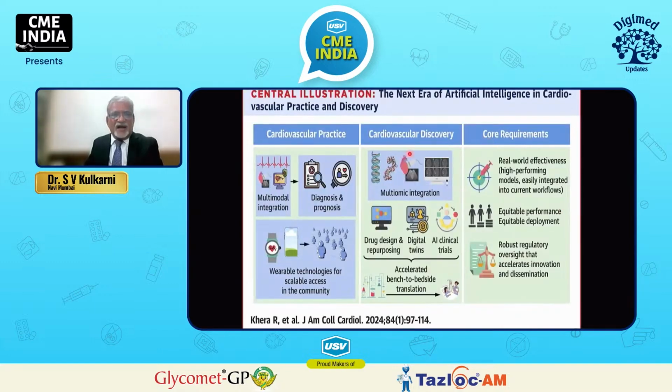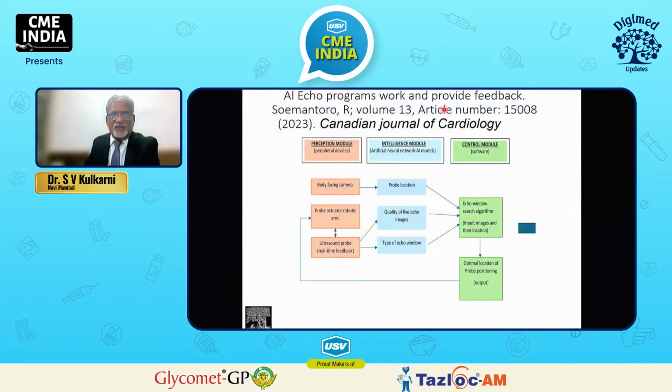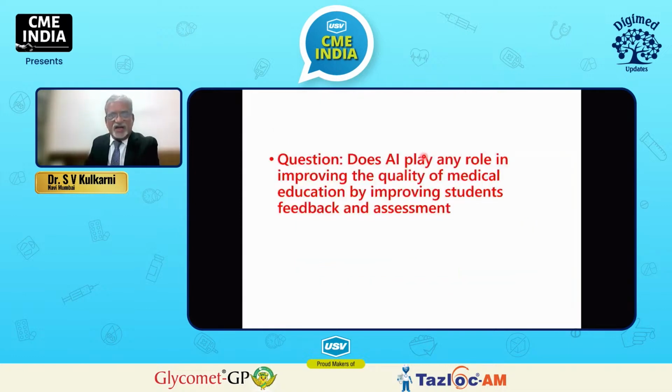Take, for example, cardiology. The cardiological practices are going to change like anything. We have got multi-omic integration of drug designing, digital twins, and AI-based clinical trials, and you are going to get drugs which are going to have almost nil side effects. But what is the basis of this? These are the wearable technologies for scalable access. This is a multimodal integration of your data, and you are diagnosing the things in a proper way. This is from the Canadian Journal of Cardiology, the latest reference, on how it can interpret the ECG and echo.